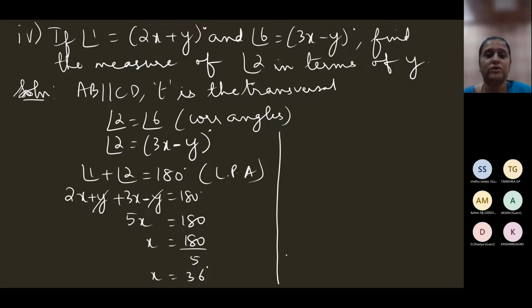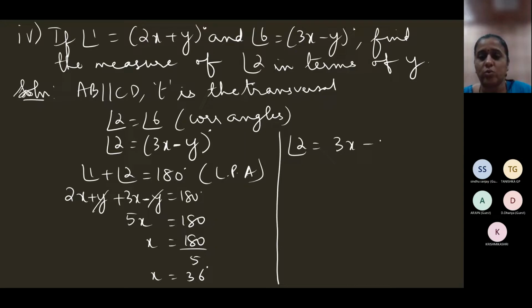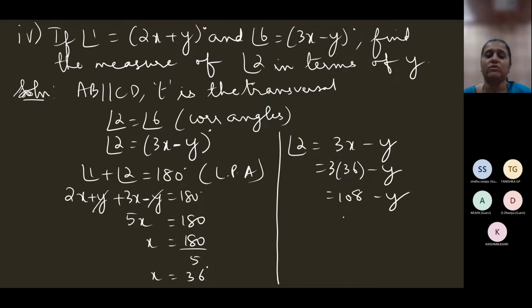Now we need to find angle 2. Angle 2 is equal to 3x minus y. So 3 into 36 minus y is 108 minus y. So we found angle 2 in terms of y. Yes, Sanjay?